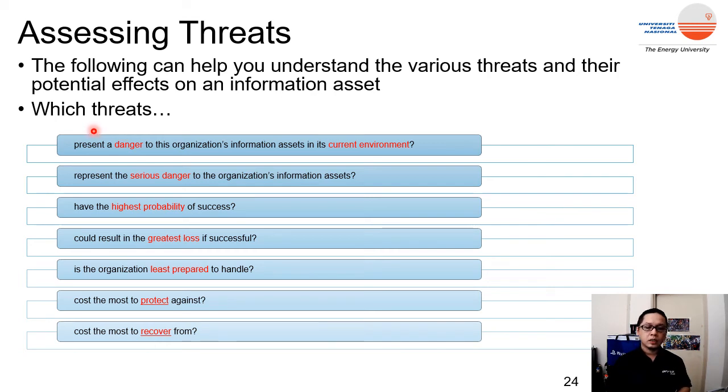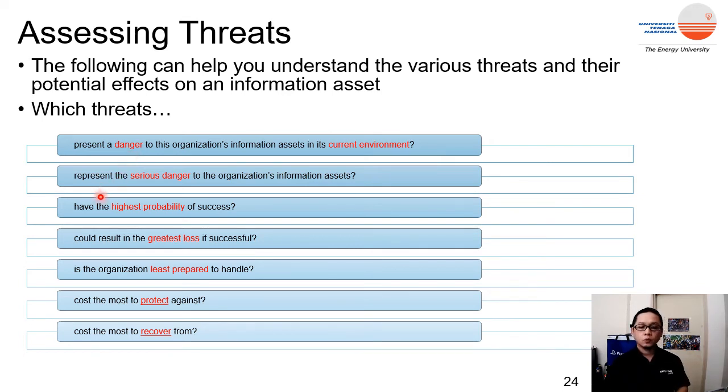You need to ask which threat presents a danger to the organization's information asset in its current environment. That means with the current setting that you have, which threat presents the most immediate danger? This is the first question that you must ask, and you must be honest to yourself, to your team, to your organization. Don't be too bold, don't be too proud. Accept it as it is because you want to protect the asset. So you must properly assess your situation in this regard.